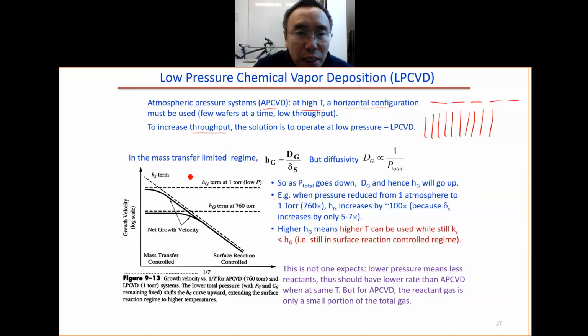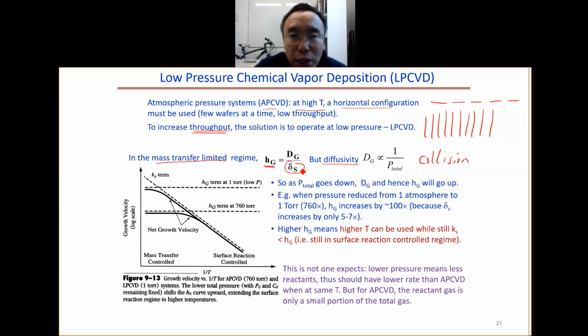So now let's look at here. For the mass transfer regime, we care about this term Hg. This term is given by Dg over delta S. Dg is the diffusivity, which is proportional to 1 over pressure. So you can imagine the higher the pressure, the more collisions with other gas molecules, then the diffusivity will be smaller. So this makes sense.